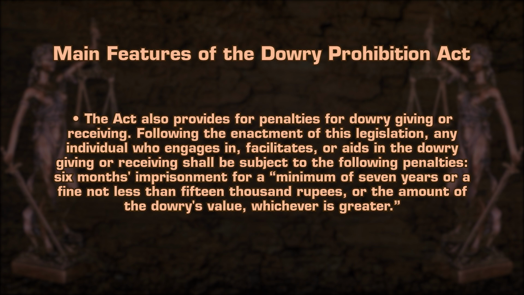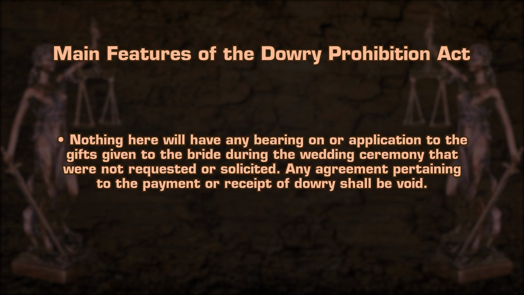Following the enactment of this legislation, any individual who engages in, facilitates or aids in the dowry giving or receiving shall be subject to the following penalties: 6 months imprisonment for a minimum of 7 years, or a fine not less than 15,000 rupees, or the amount of the dowry's value, whichever is greater. Nothing here will have any bearing on or application to the gifts given to the bride during the wedding ceremony that were not requested or solicited.